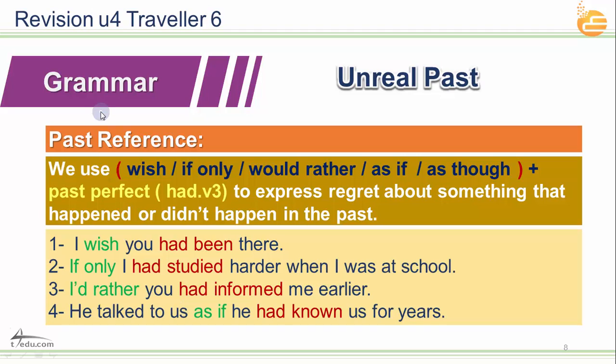Now, also for the past preferences, we use the past perfect when we're not happy about what's going on now and we want things to be changed as soon as possible or in the future, so we use wish or if only. Also with some other words like would rather, as if, as though, with the past perfect, which is had and the past participle or verb 3, to express regret. We're sorry about something that happened or didn't happen in the past, and you wish it to happen or get changed as soon as possible.